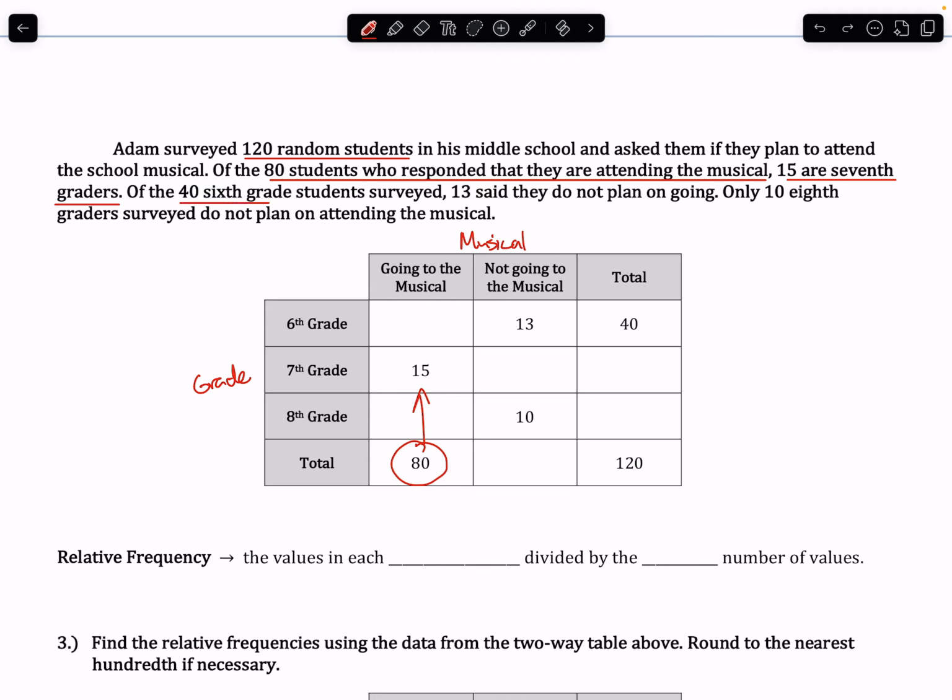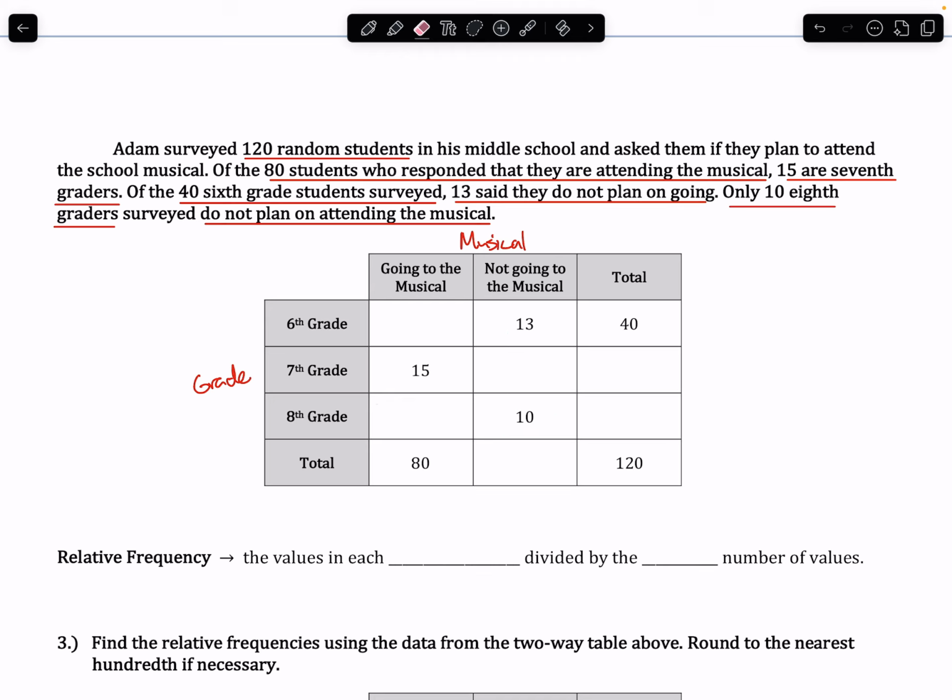Of the 40 6th grade students surveyed, so again, we've got 40 6th grade total. There's our 40. It says 13 of them said they do not plan on going. So of those 40, 13 are not going to the musical. And only 10 8th graders surveyed do not plan on attending the musical. So we know that there are 10 kids in 8th grade who are not going to the musical.